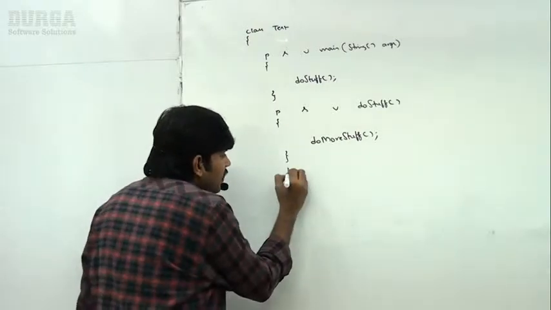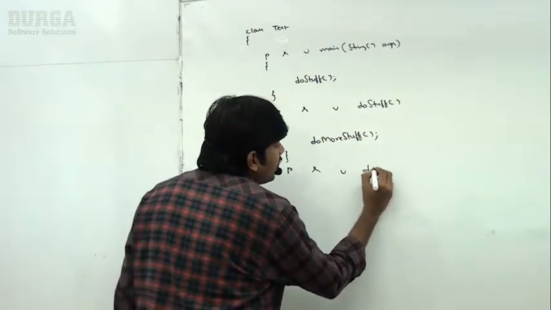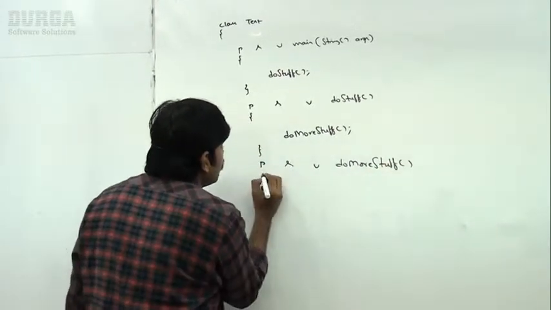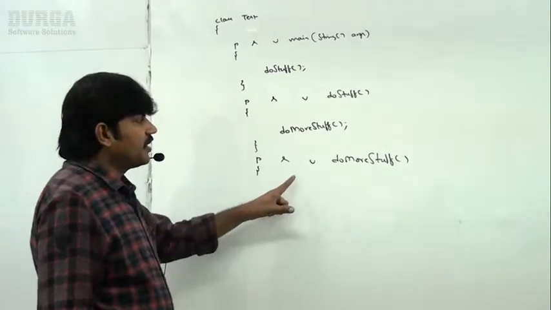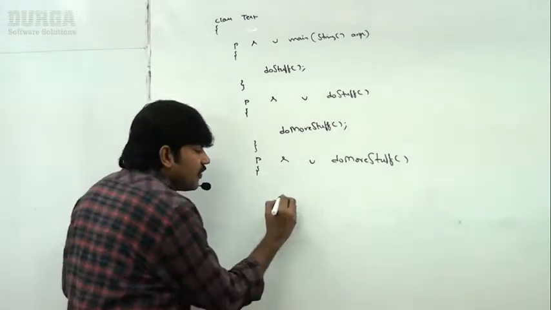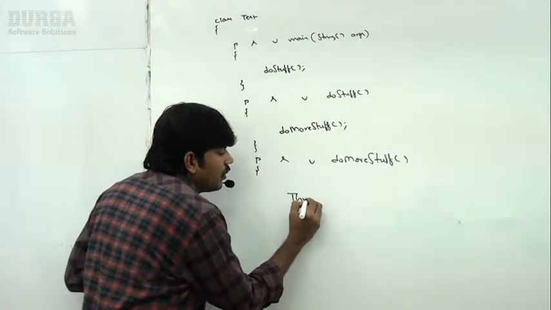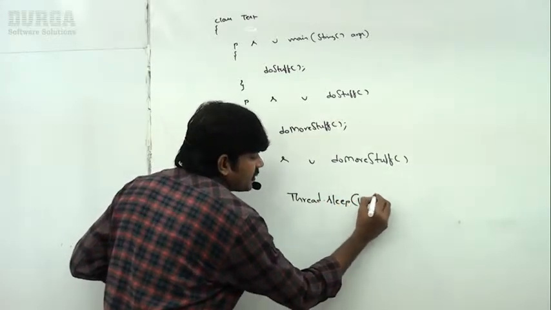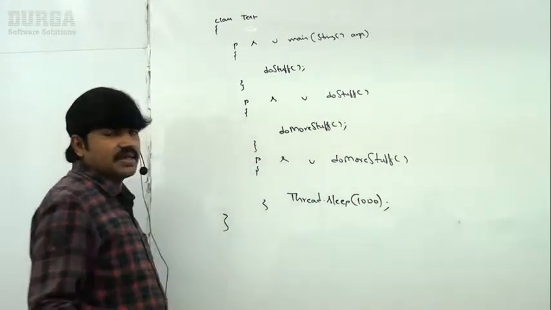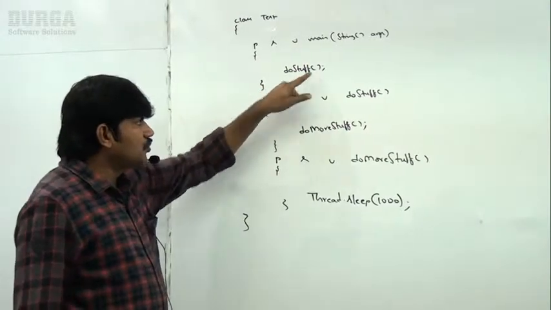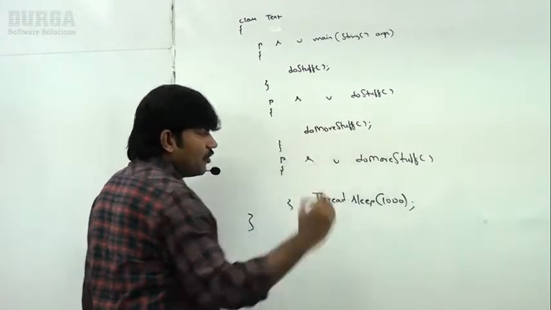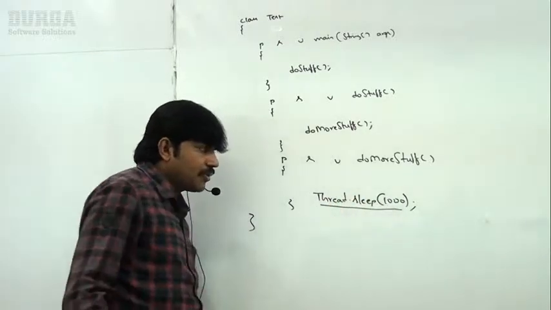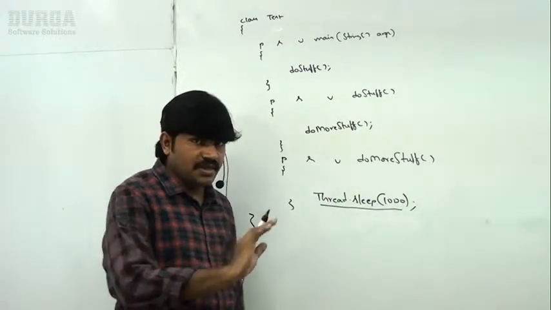Okay. Next, public static void doMoreStuff. Here observe, inside doMoreStuff, I'm just writing the code Thread.sleep of 1000 milliseconds. Just have a look once, sir. The main method calls doStuff. doStuff calls doMoreStuff. doMoreStuff is executing Thread.sleep of 1000 milliseconds, right?